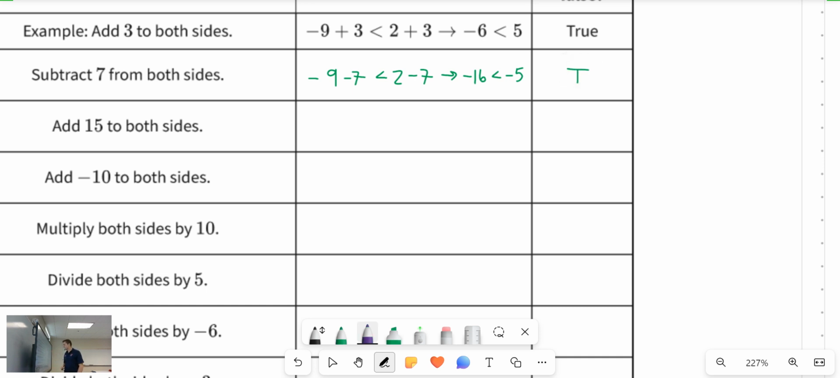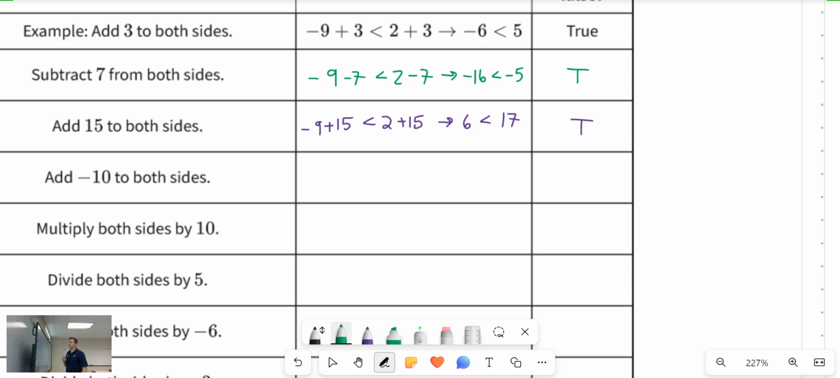Okay. Switching to purple. Add 15 to both sides. -9 plus 15 is less than 2 plus 15. All right. -9 plus 15, that should give me 6. And is 6 less than, what's 2 plus 15? That's going to be 17. 6 is less than 17. That's true.